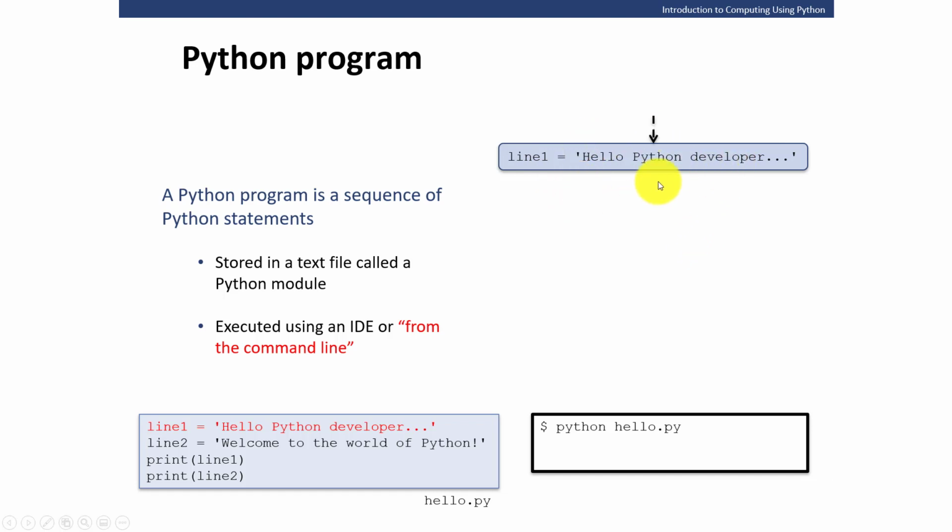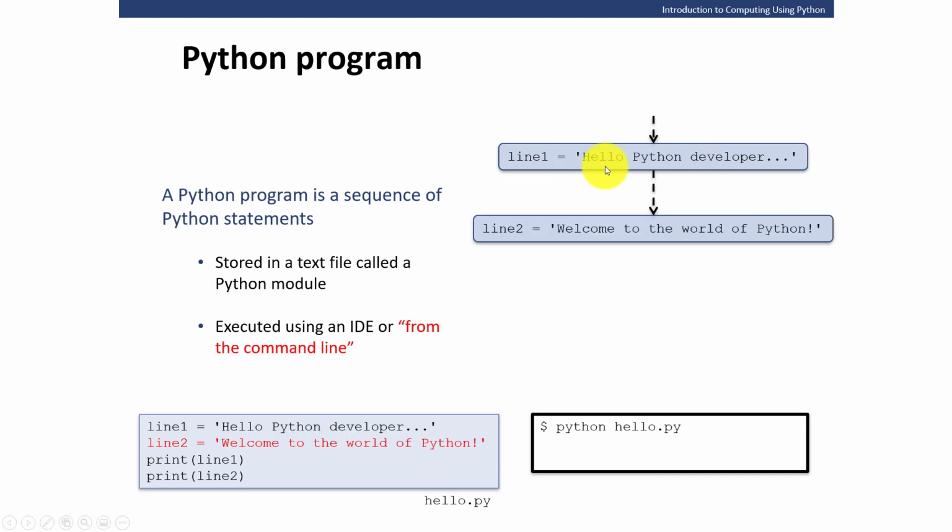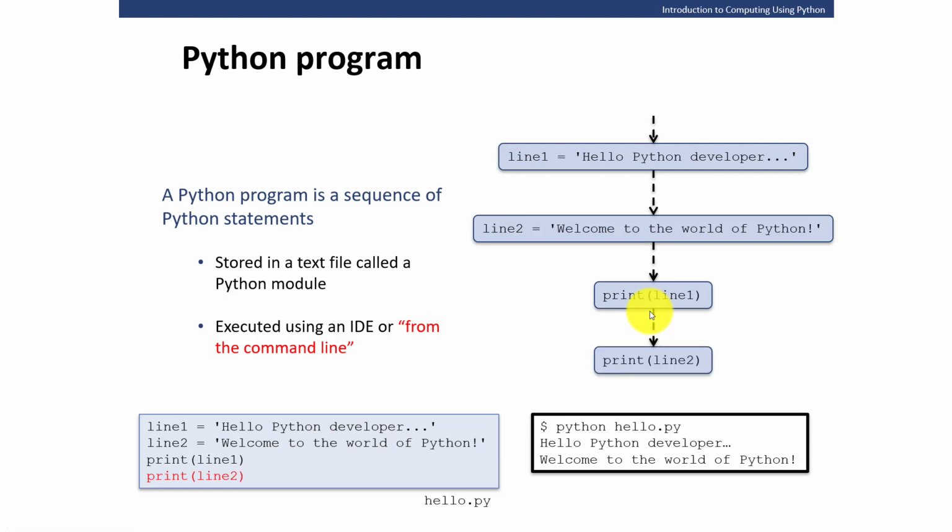It will print this line first, and then it's going to go to this line, welcome to the world of Python. First it will assign the string hello Python developer to a variable called line1, and the string welcome to the world of Python will be assigned to line2. And now I'm going to print line1 first and line2 next.